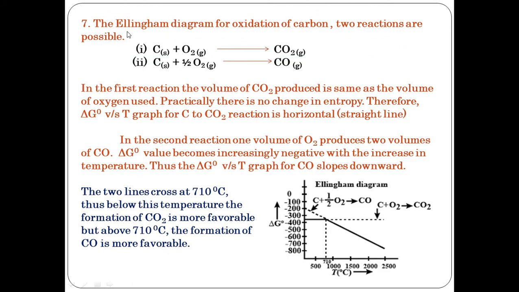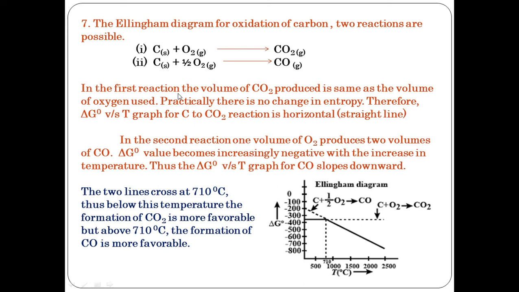Next point, the Ellingham diagram for oxidation of carbon. There are two possible reactions. One is C plus O2 gives CO2. Another one is C plus half O2 gives CO, that is, 2C plus O2 gives 2CO. They are not the same.